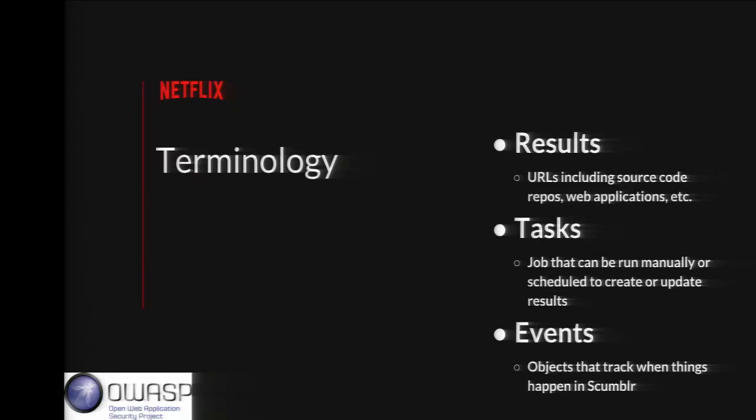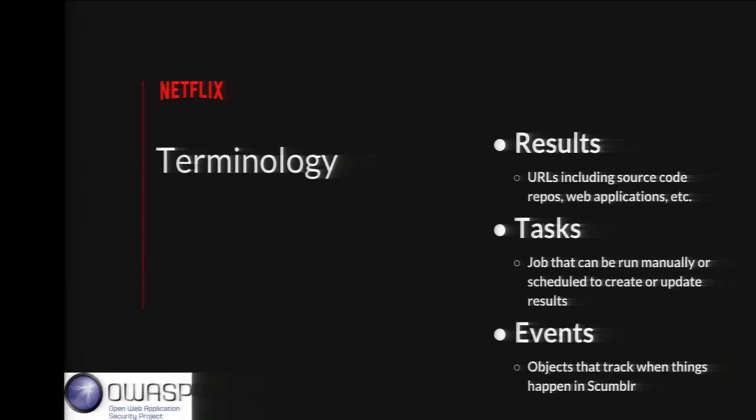Results you can kind of think of, especially in the dirty laundry version of Scumblr, as basically assets, right? Each of them will map back to a URL. So this could be something like a source code repo or a web application. But really, these are kind of the core objects that Scumblr stores and then will allow you to sort and filter and put workflows around.